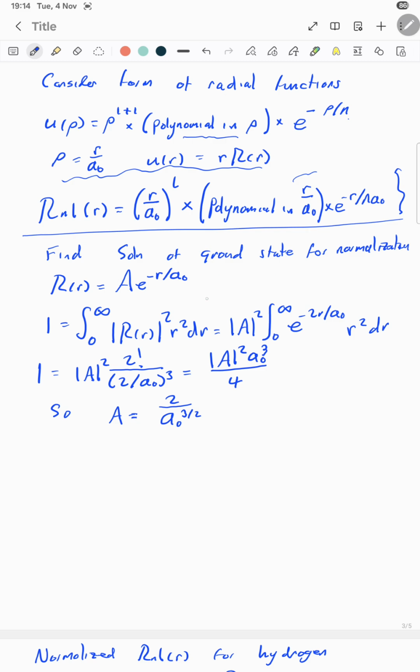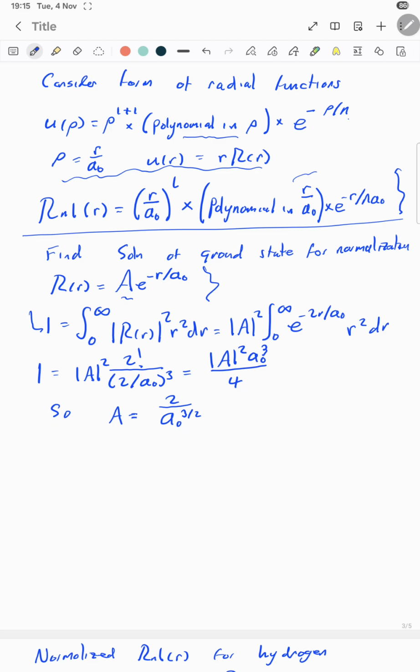We're going to find a solution of the ground state for the normalization here, because some people struggle with what this is in front. To normalize something, you have to integrate. Here it is radial, so we're going from 0 to infinity. The probability of the particle being between 0 and infinity is 100%, which is 1. So this is our normalization here.